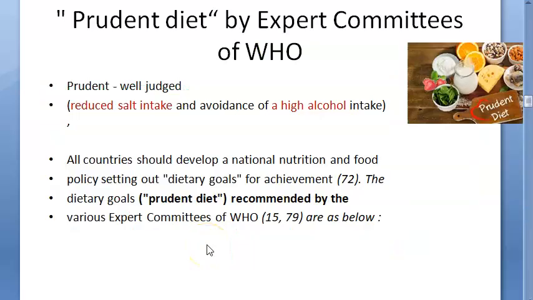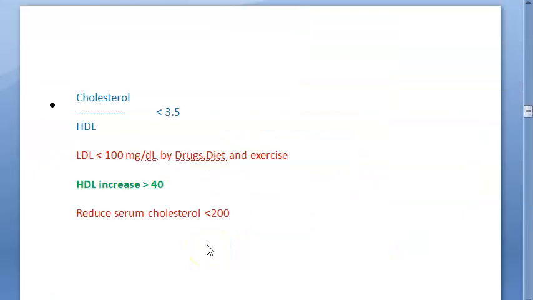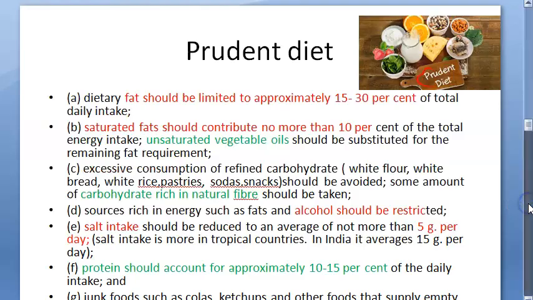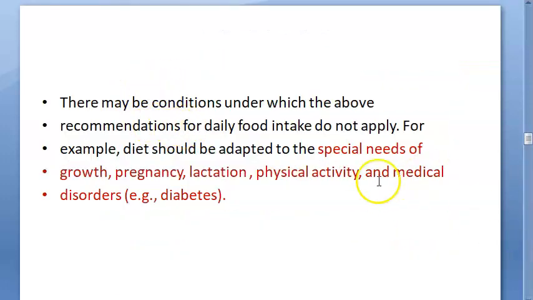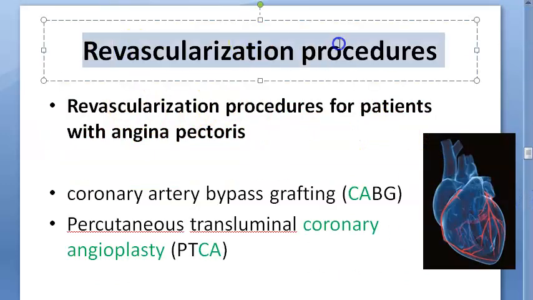Then we looked at in detail about the prudent diet, right? You should increase HDL, lower LDL and cholesterol. Prudent diet means fat should be limited to 20 to 30%, saturated fats not more than 10% of that. Then you should take carbohydrate rich in natural fiber. You should restrict alcohol. Salt should be less than 5 grams per day. Protein should be 10 to 15%. Don't eat junk, etc. Special needs are there for pregnancy, lactation, etc., puberty, etc.